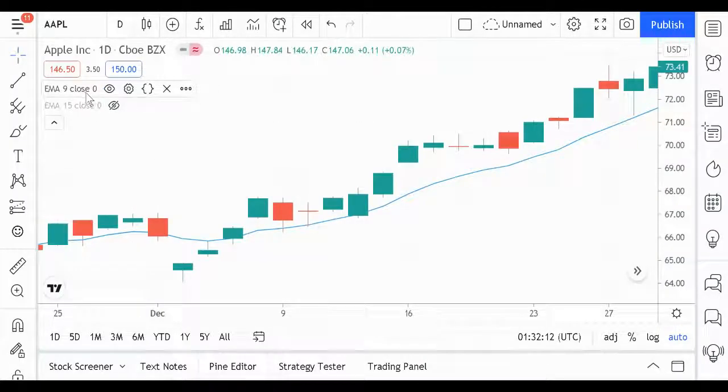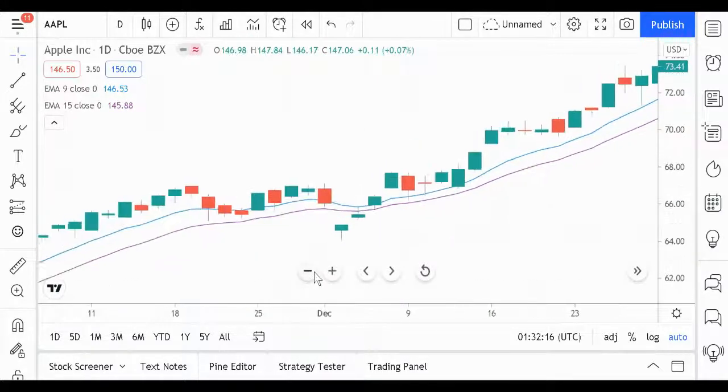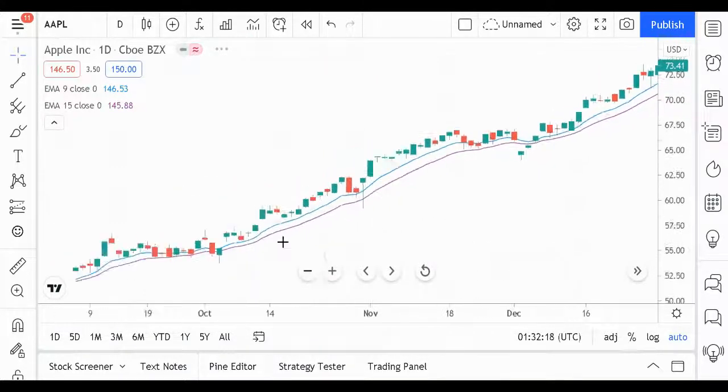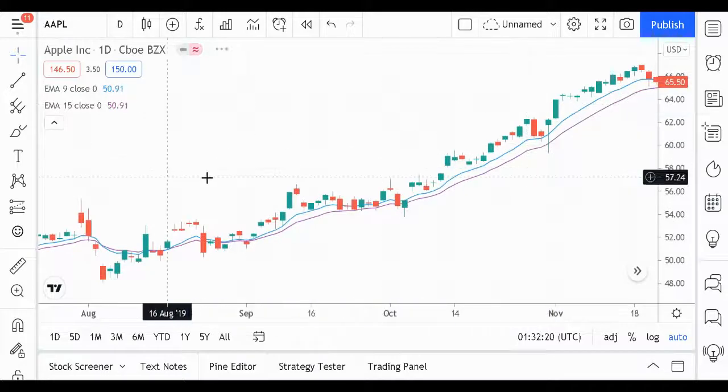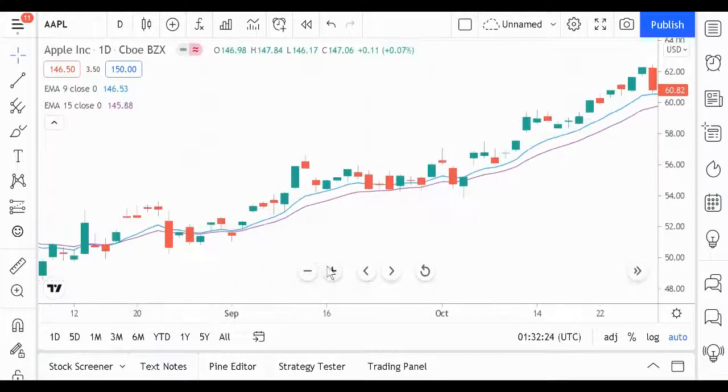So I've got the 9 EMA. Let me put the 15 period EMA up there, and let me pull the chart back a little bit to show you what that looks like. Looking for the cross. And there it is. Hopefully you can see it. Okay, I actually need to blow that up a little bit again.